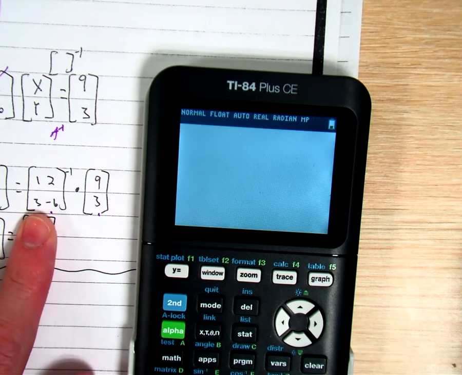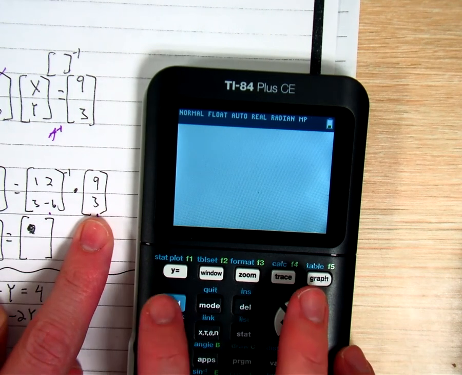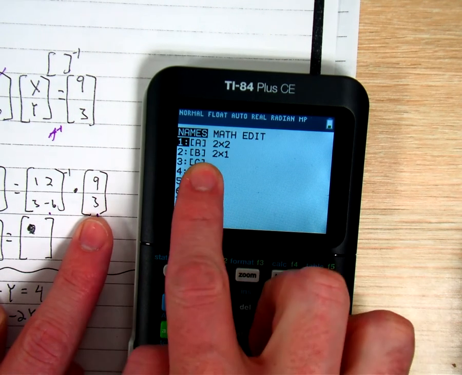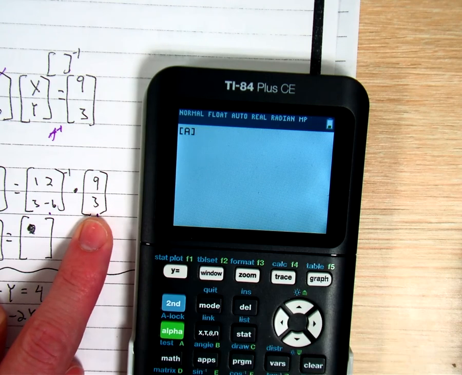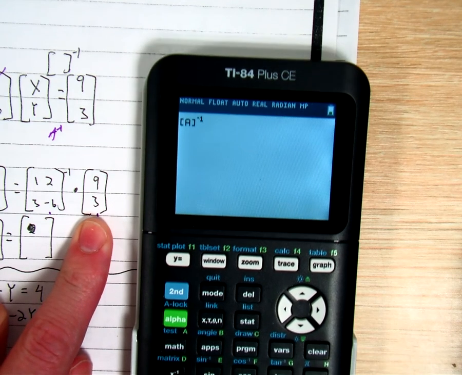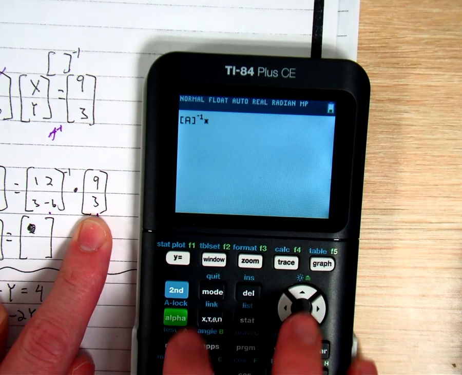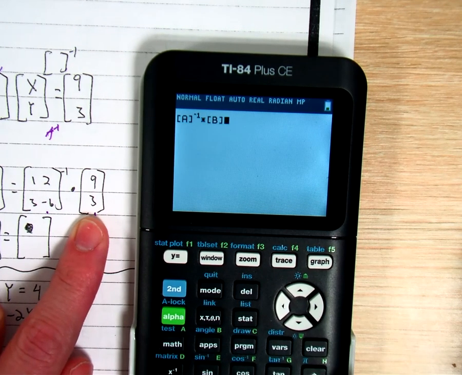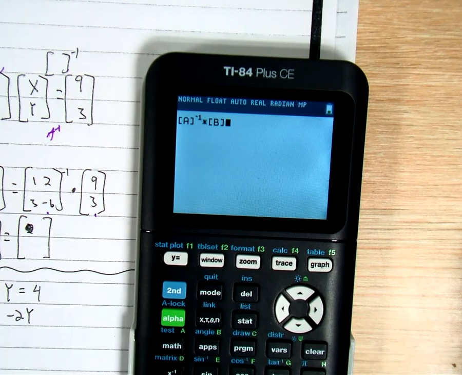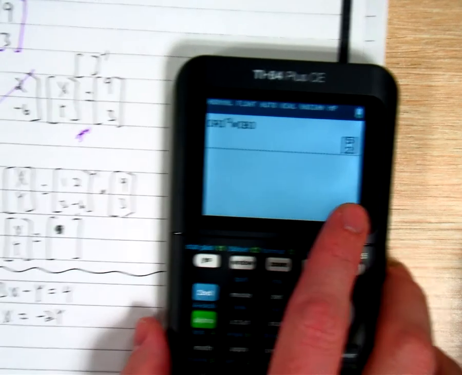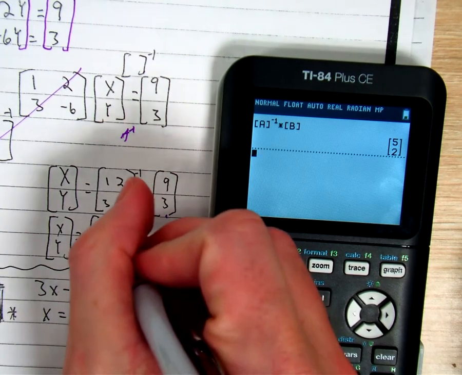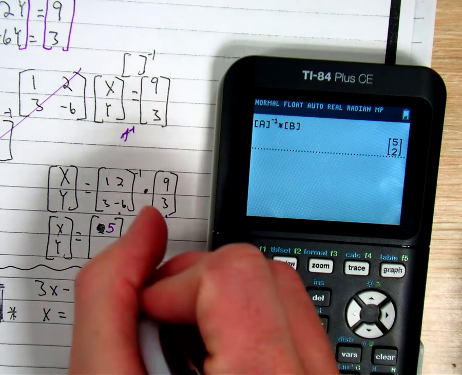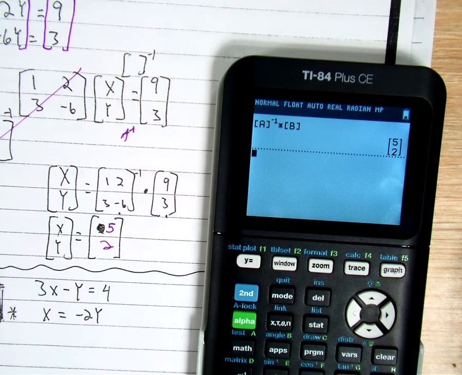All right, so we're going to do the inverse of A times B. So keep names, A, inverse button, x -1, times second matrix. Keep it under names, go down to B, enter. A inverse times B, 5, 2. And that's your answers. The top one's X and the bottom one's Y. 5, 2. Okay.